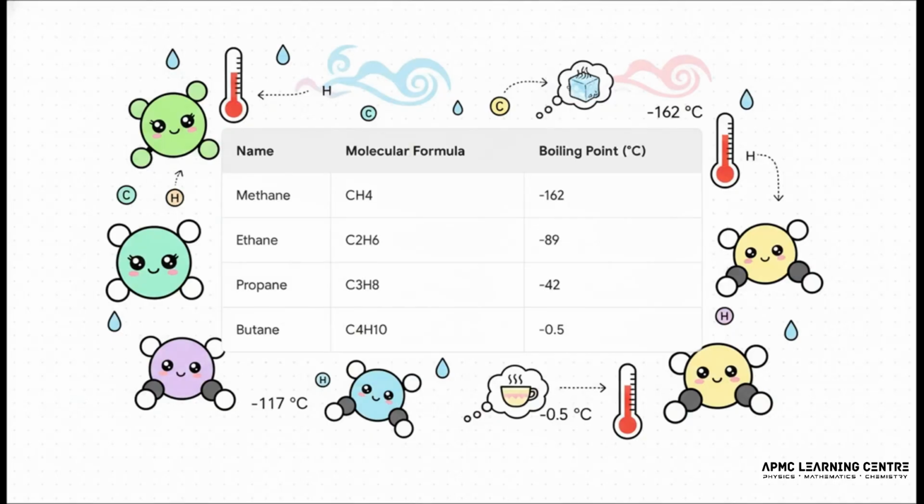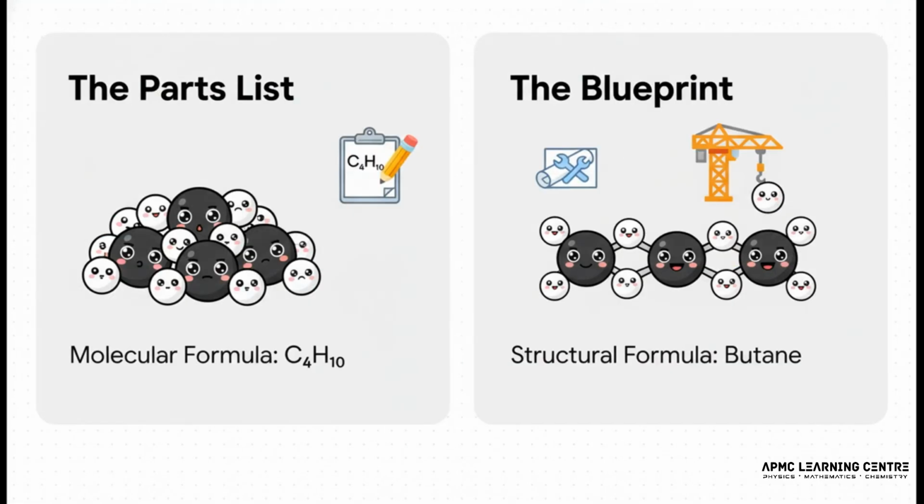Okay, check out this family portrait. These are the first four alkane siblings, and I bet you've heard of them. You've got methane, that's your natural gas, ethane, propane for the barbecue, and butane for lighters. See the pattern? Each one just adds one more carbon and two more hydrogens. And look at their boiling points. As the molecules get bigger, it takes a lot more heat to get them to boil. Super logical, right?